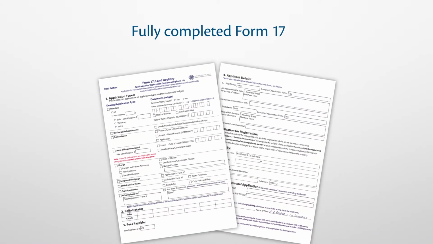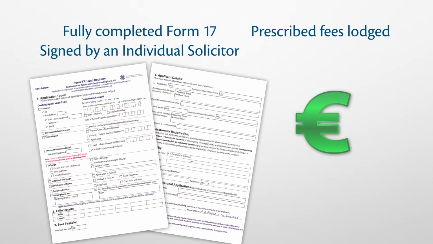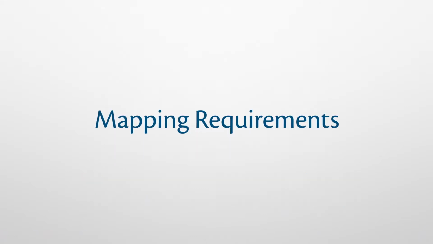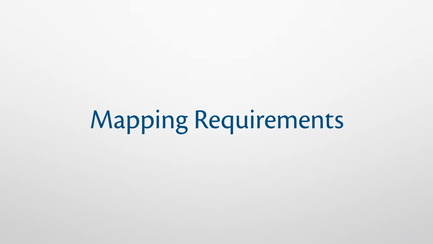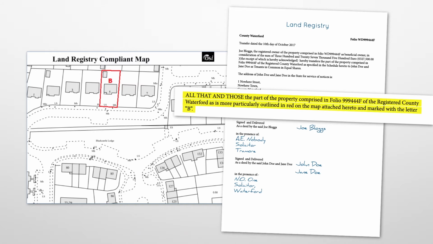Is the Form 17 lodgement form properly completed and signed, and have you lodged the prescribed fees? Have you lodged the electronic revenue stamp certificate or other evidence of revenue stamping? Where a map is required, has a map that is acceptable for registration purposes been lodged? All maps lodged must correspond with the property information as set out in the transfer deed.